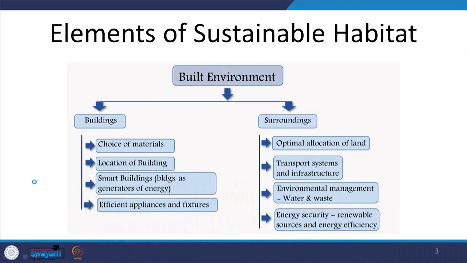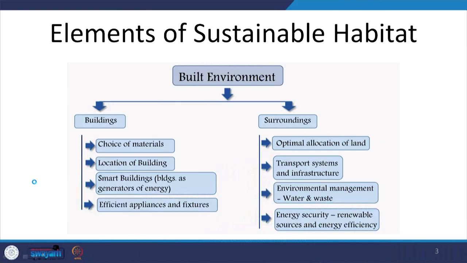If we look at the basic elements of sustainable habitat, we can categorize them in two distinct parts. One is the building, and the other is the site or the surrounding of that building, both defined on a limited piece of plot. When we are talking about the building, the elements would be, say, materials, the location of it, and different aspects and systems, for example, energy, water, and systems which create thermal comfort, and so on.